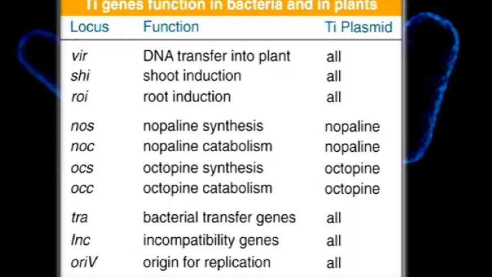The second set consists of opine synthesis and opine catabolism genes. The opine can be nopaline, agropine and octopine based on the type of TI plasmid. NOS means nopaline synthesis gene, NOC means nopaline catabolism gene, OCS means octopine synthesis gene, and OCC means octopine catabolism gene. The third set of genes are the TRA gene which helps in bacterial gene transfer, the INC gene which is the gene for incompatibility, and ORIV which is the origin of replication for autonomous replication of the TI plasmid.